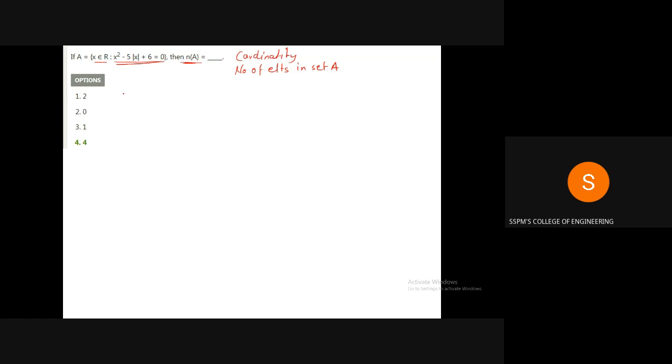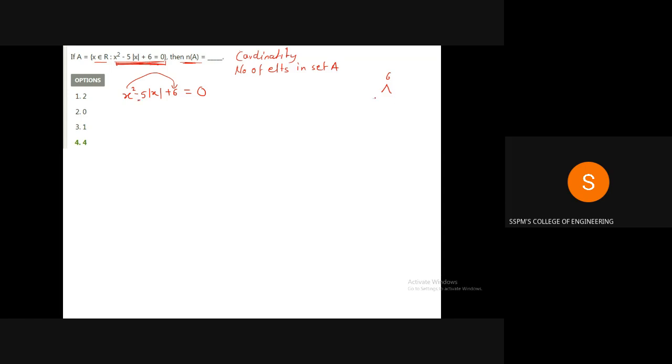What is given here? What is the condition for an element to be a part of set A? It is x square minus 5 mod x plus 6 is equal to 0. So now, see here the coefficient is 1, here it is 6. So we will use the factorization method to solve this. So how can we factorize 6 in order to get minus 5?